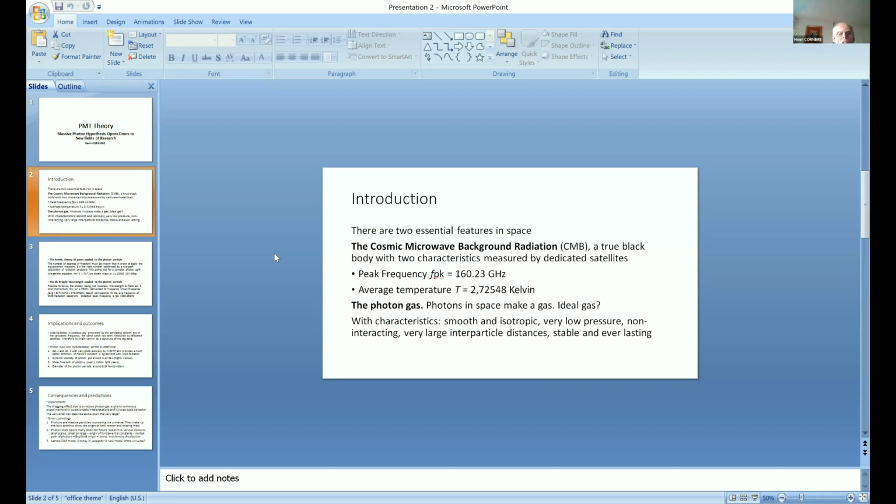There are two essential features in space. One is well known, the cosmic microwave background radiation, or CMB for short. A few words about this radiation pervading all space, which has been discovered in the 60s. It was found to have a thermal radiation spectrum in the microwave range of wavelengths, and it follows very closely the Planck's blackbody spectrum.